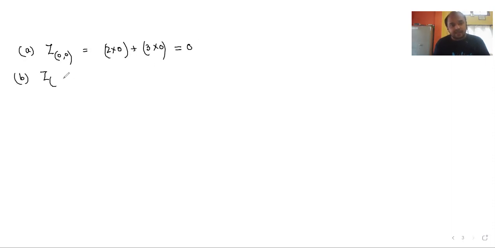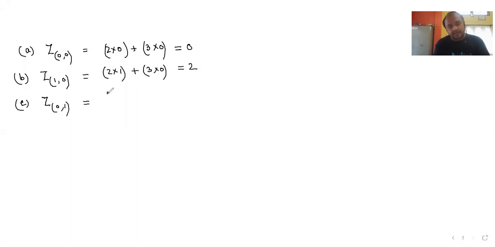So first, number A is the value of z at the point 0, 0. And what was the value? 2x plus 3y. So I can write it as 2 into 0 plus 3 into 0, which is equal to 0. Second, number B is z at the point 1, 0. Then we can put as 2 into 1 plus 3 into 0. Its value is 2. And number C is z at the point 0, 1.